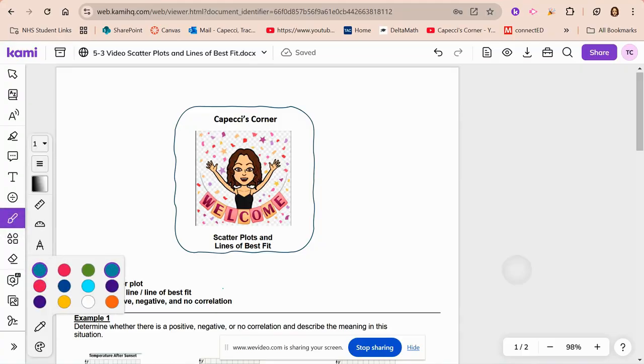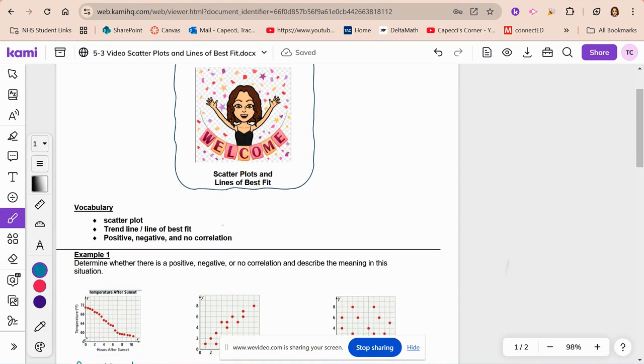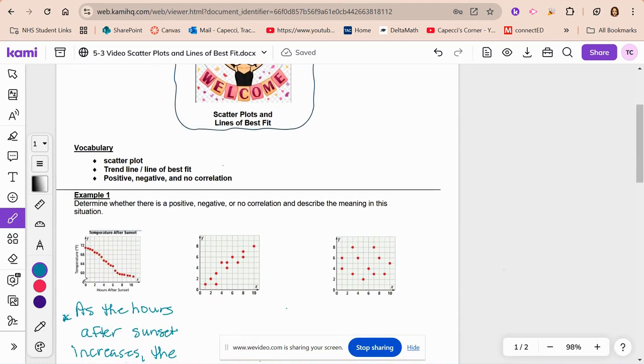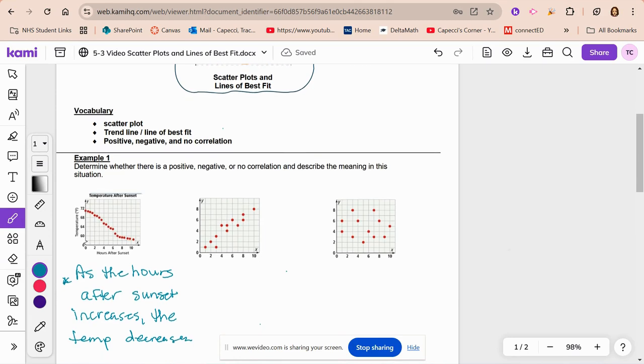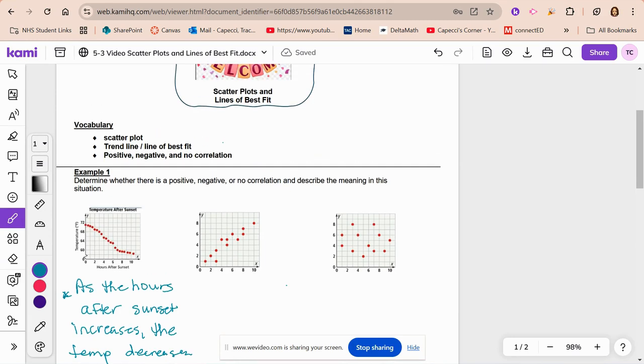Today in Capetri's Corner, we're going to look at scatter plots and lines of best fit. So right off the bat, we're going to go over some vocabulary. A scatter plot is exactly what it sounds like. It's a bunch of points kind of scattered all over. They're data points.